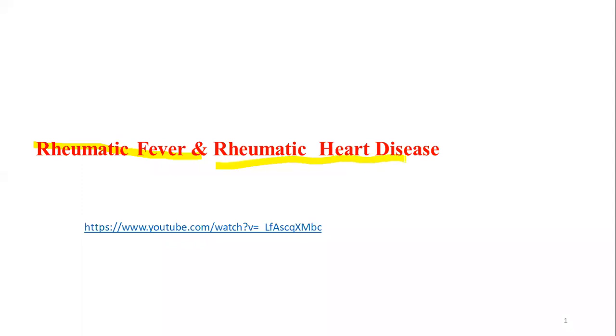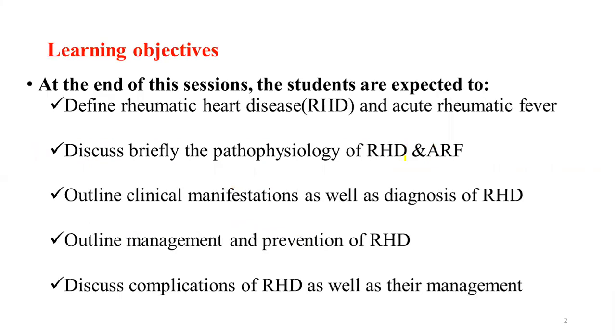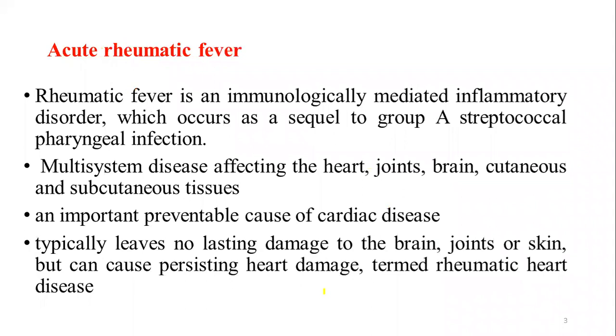So you can see the videos when you get time. So what are the objectives at the end of the session? You need to define what RHD is and what acute rheumatic fever is, and discuss briefly the pathogenesis of RHD and ARF. You need to outline the diagnostic modalities, and of course, you need to know about the management and prevention of RHD, and discuss the complications of RHD as well as their management. So these are the objectives for this session. As much as possible, try to actively participate in the session.